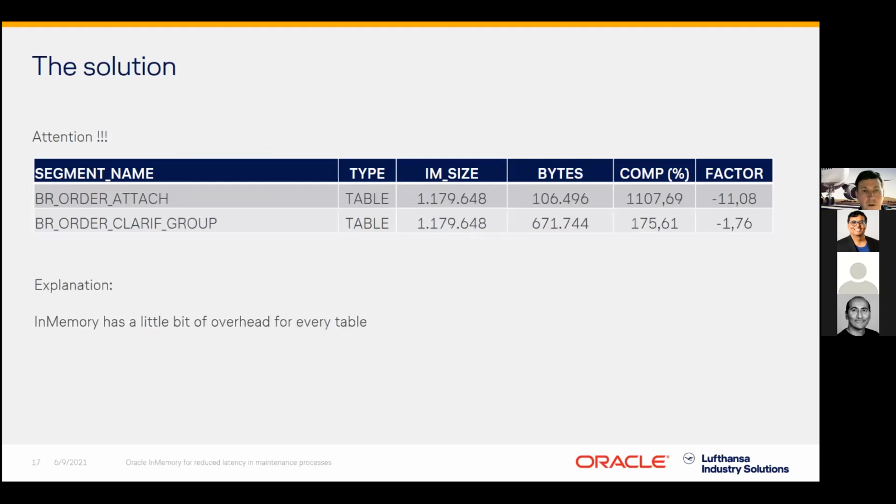But when we put the whole output of the view under the microscope, we found two curiosities. First, we found 2 tables needing more space in memory than on disk. Thinking of problems during the transfer to in-memory, we removed them and started over again, but the result didn't change. We were quite confused. Then I got the opportunity to talk to Tirthankar Lahiri, and he explained to me that in-memory itself needs a little bit of memory. So with small tables, this behavior can be expected. That's no problem, but you have to be aware of that.